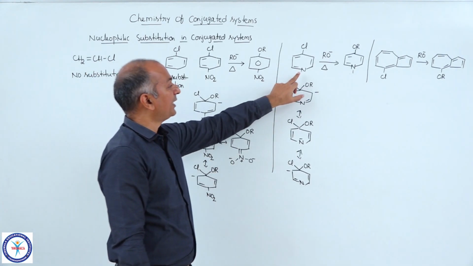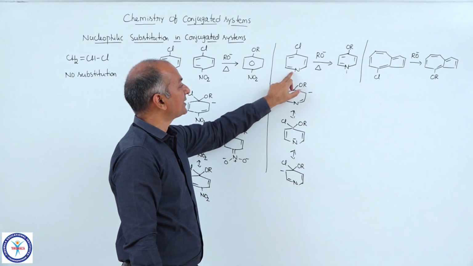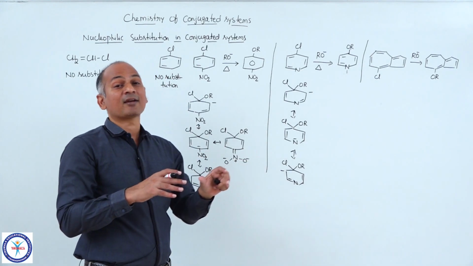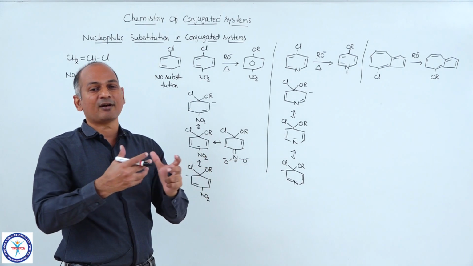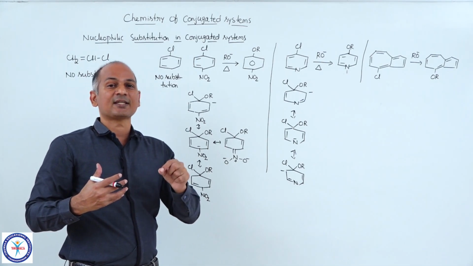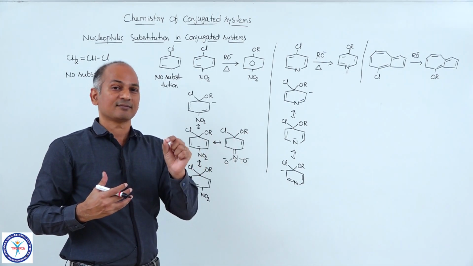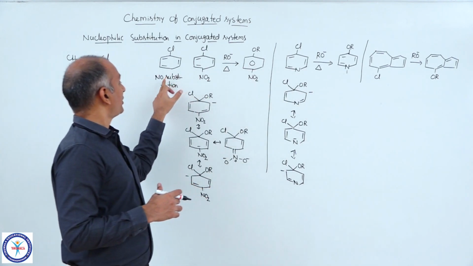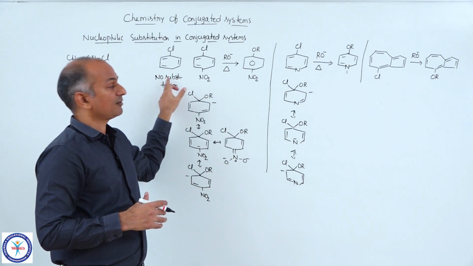And one more thing, this nitrogen also makes this benzene ring less electron dense because it attracts electron density towards itself, being more electronegative. As a result, the attack of the nucleophile is favorable. And without this nitrogen, it is not possible. You see this chlorobenzene? Okay.